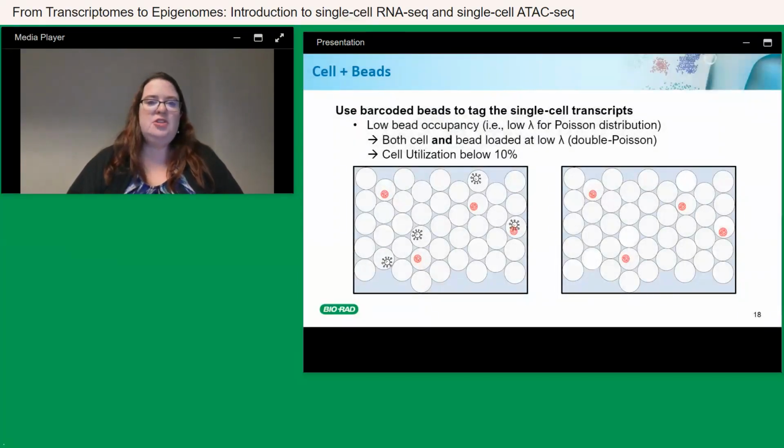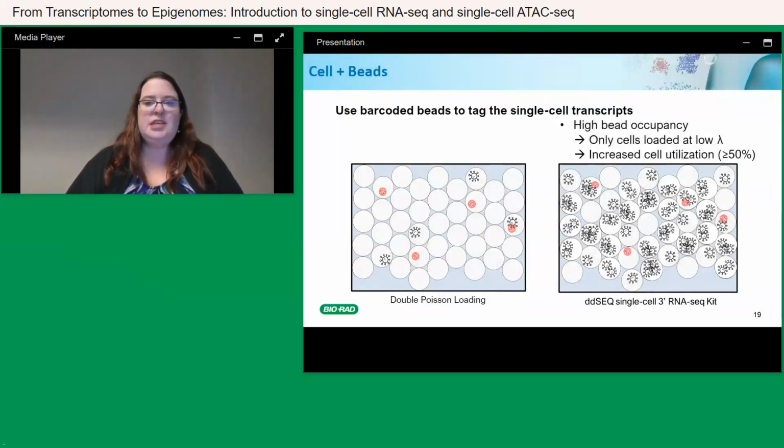When you keep the concentration low for both the beads and cells, you are able to ensure that in any one droplet, multiple beads or cells are not present. However, this double Poisson distribution also results in an even lower probability of both one cell and one bead being encapsulated in the same droplet. Thus, cell utilization is below 10%, and much of the sample is lost.